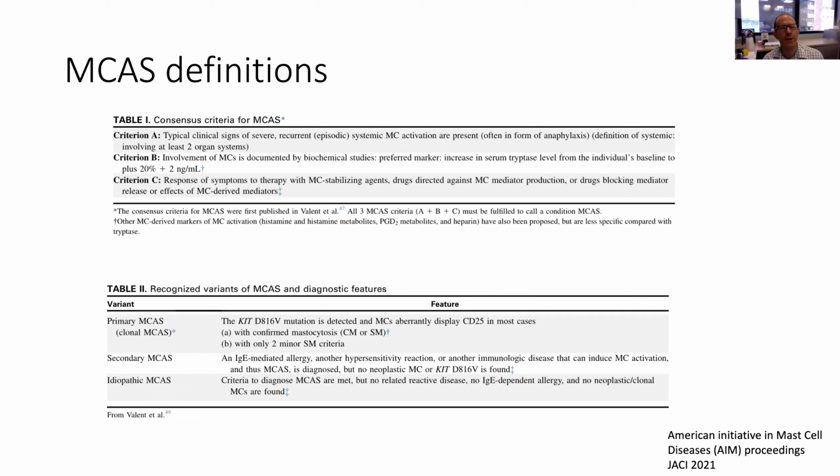And then the third criteria is that when these symptoms happen, or to prevent these symptoms, a mast cell stabilizing agent or mediator blockade works. So that criteria is very often met. Of course, it's almost always subjective, the response to whatever antihistamine or mast cell stabilizing agent is provided.